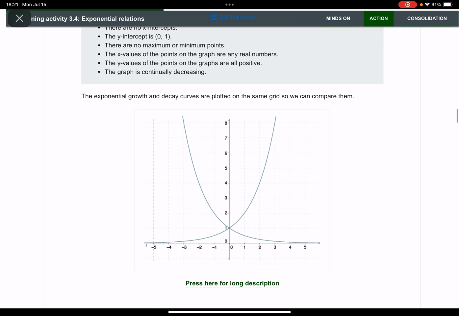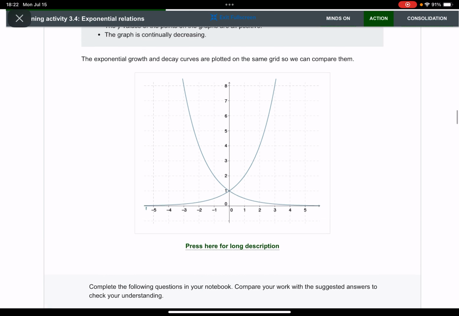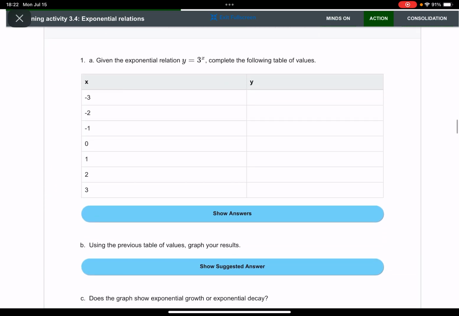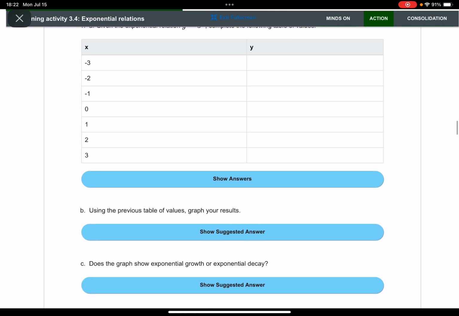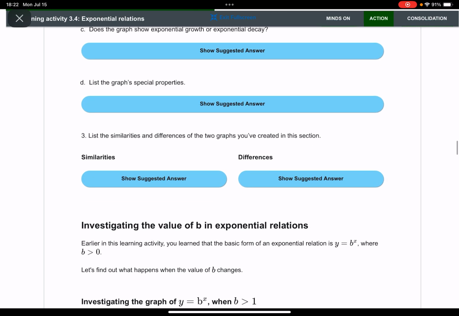So this is actually a part of your discussion piece, so we won't go too far into this. This is the graph you're provided with. You're going to explore some of the similarities and differences between these graphs. Hint, hint, it's the y equals 2 to the power of x function, and y equals 1 over 2 to the power of x. So what you're going to do is try the exact same thing with y equals 3 to the power of x and 1 over 3 to the power of x.